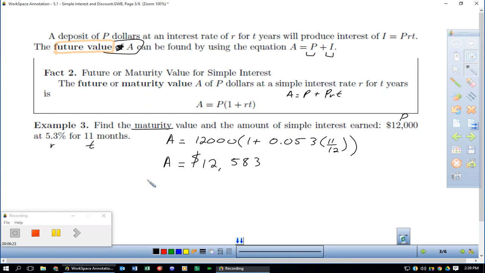So the interest then, the amount of simple interest earned, is this amount minus the original $12,000. So $583. That's $12,583 minus $12,000 to get our interest.